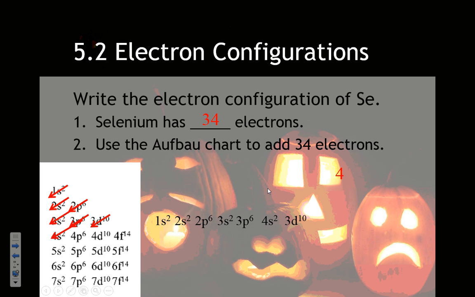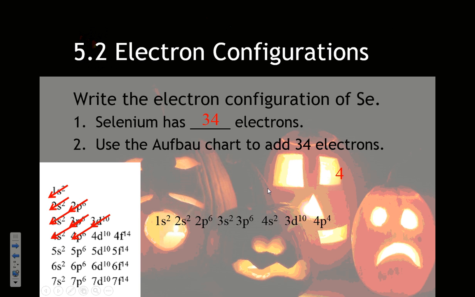Well, next comes 4p6. Now I can't just write 4p6 here because I don't have enough electrons left. While I could hold a total of 6, I've only got 4 left to put in. So next comes the 4p, and it's going to hold 4. So don't just copy all the way what you see. Remember that last one. It depends on how many electrons you have left. In this case, I had 4, so I can only put 4 in that sublevel.